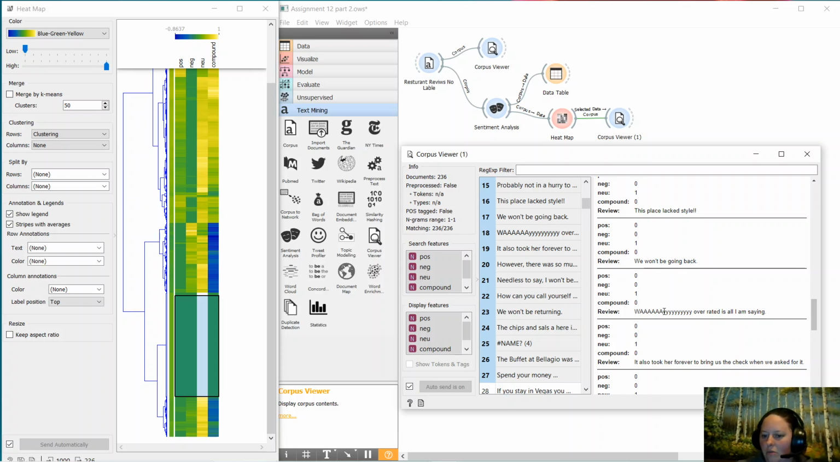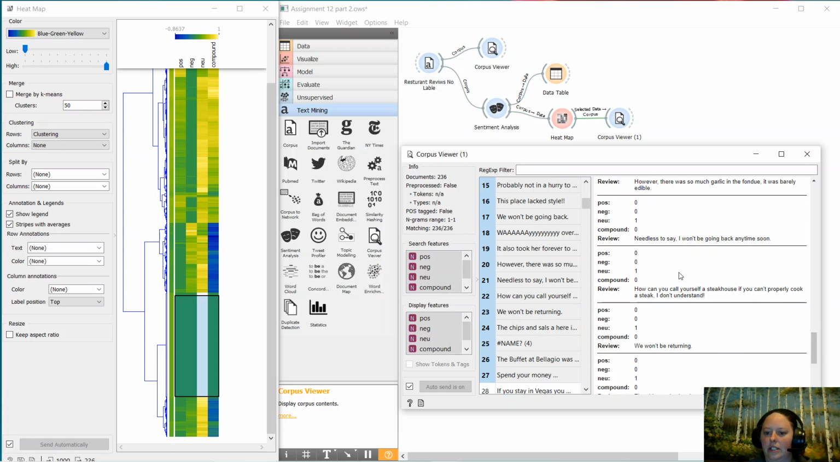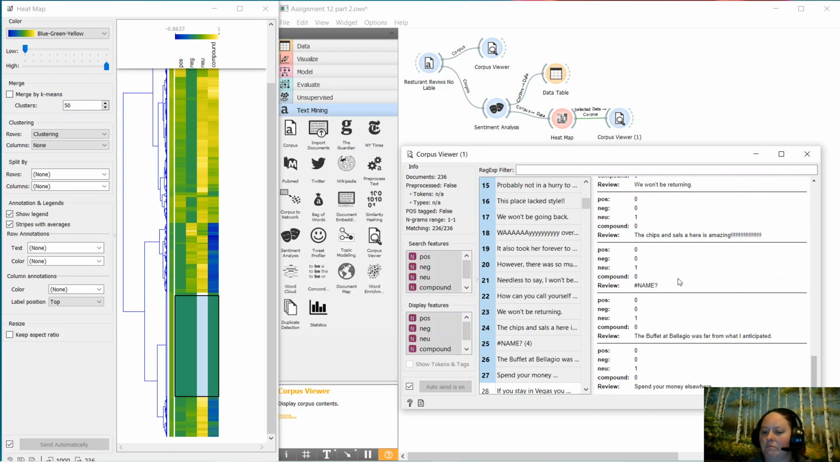I mean, it's not English, so maybe Orange can't comprehend that that would be way, but it's giving emotion. Let's see. We won't be returning. Name? I mean, that isn't a comment, so that makes sense. Spend your money elsewhere. Facts. The chips and salsa here are amazing. Look at all those exclamation points. I wonder if we taught Orange more, if it would come up with a better solution for the exclamation points, knowing it's either really good or it's really bad if you have a negative answer there.